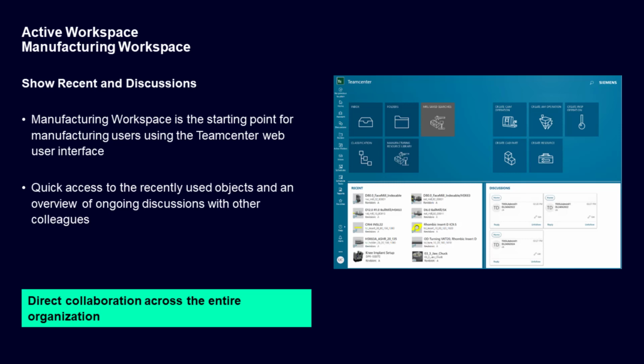Now this workspace includes the Recent and Discussion areas. Under Recent, you can see all the objects you are currently working on. This allows quick access to the important objects that are currently in progress. Discussions provides an overview of parts you are collaborating on with your colleagues. From here, you can share comments and suggested changes across your organization.